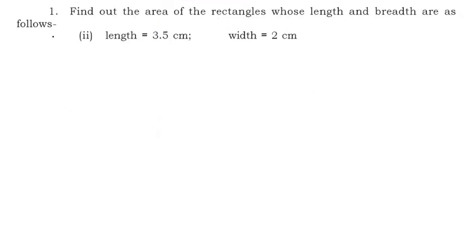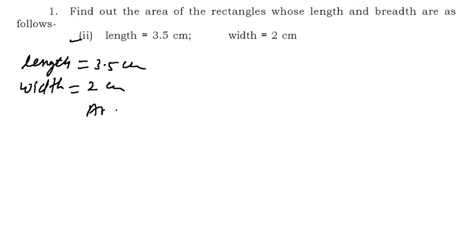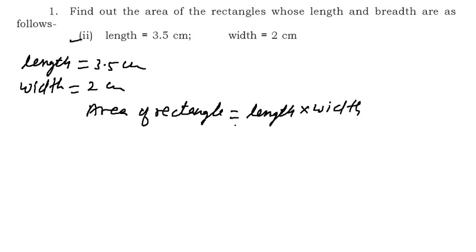Now come to the second question. Second part of this question, length is given. Length is equal to 3.5 centimeter and width is given, that is 2 centimeter. So area of rectangle is equal to length into width. Length is given as 3.5 centimeter and width is 2. So 2 5s are 10 and 2 3s are 6 and 1 is 7. So that is 7 square centimeters. So that one is your answer.